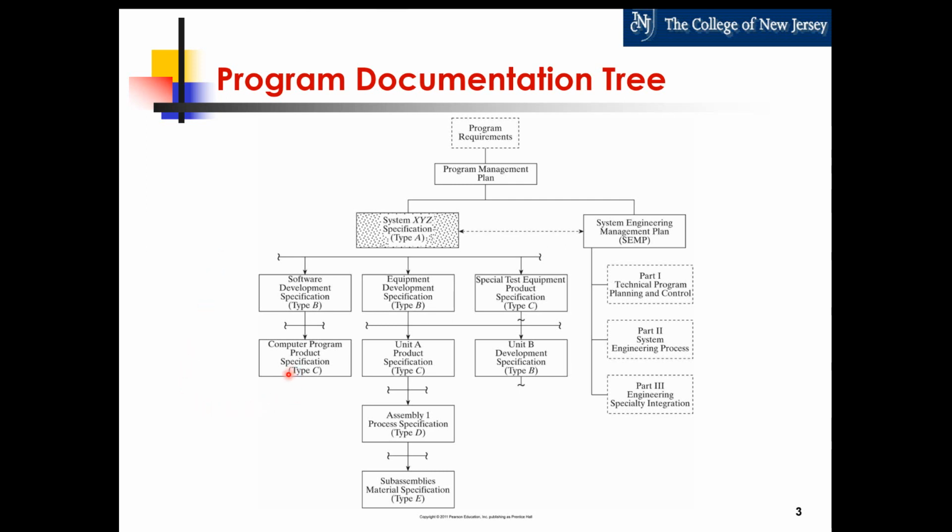A distinct departure are specifications D and E. Type D is specific to the specification of processes. So instead of product or equipment or software, this one has to do with the specification of a process. For example, how do you assemble a product? How do you put it together out of different units? The specification of that process would be detailed in a type D specification. And then the other one, type E, has to do with materials.